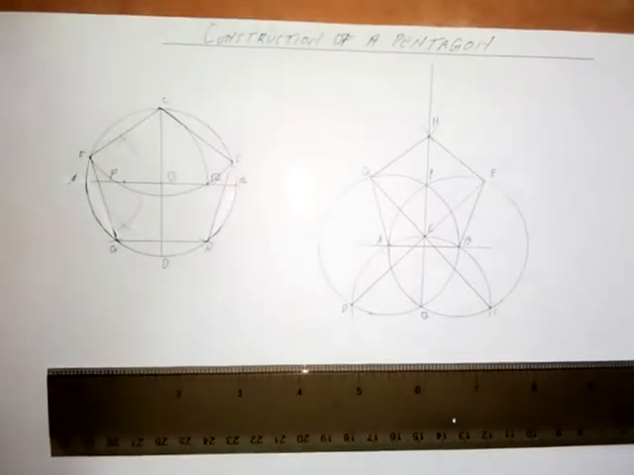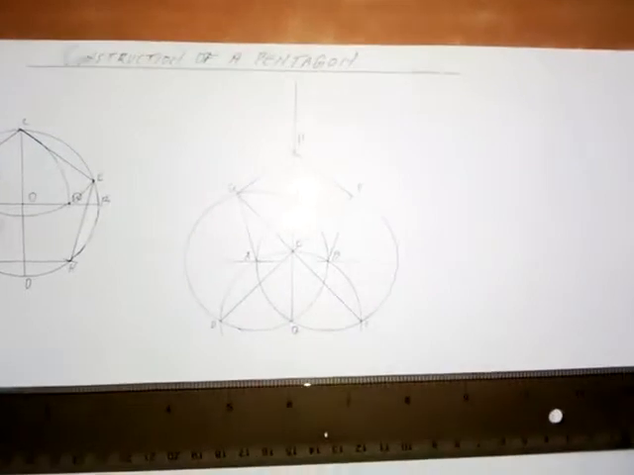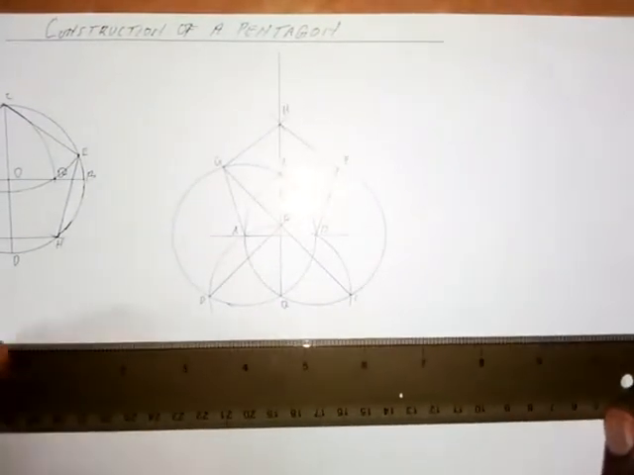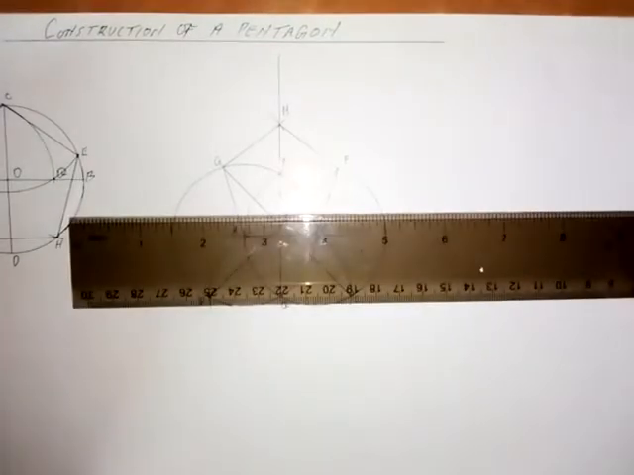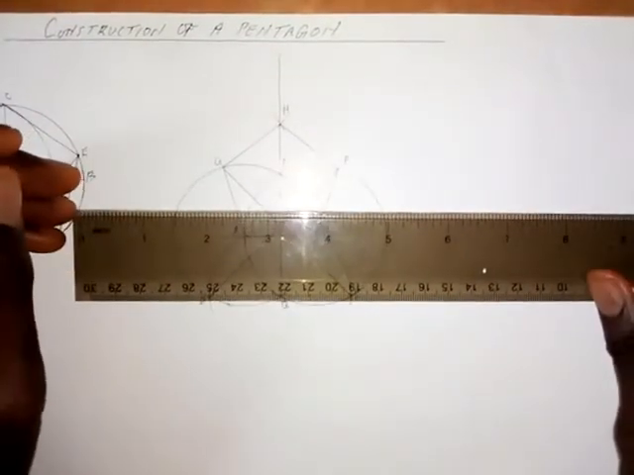ABFHG. So it's the regular pentagon. So this is the second method. So the third method is this. In the case of the third method, the diameter is given. Let's say the diameter is also 60 mm.